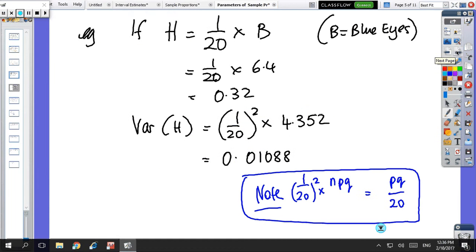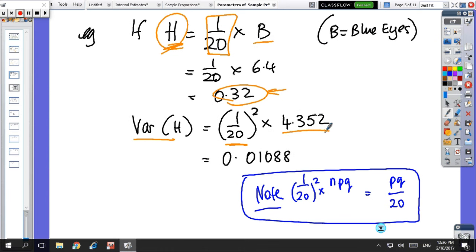So if we've got some other function to do with blue, for instance 1 over 20, this new variable is 1/20th of 6.4, which is 0.32, which is by chance the proportion of blue eyes. That's not that critical. So the variance is 1 over 20 squared times 4.352. These numbers came from the previous page, and this number is the sample size. So when you do that, you get this value here.